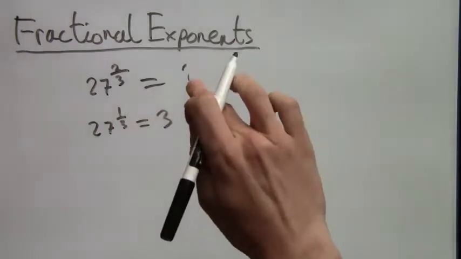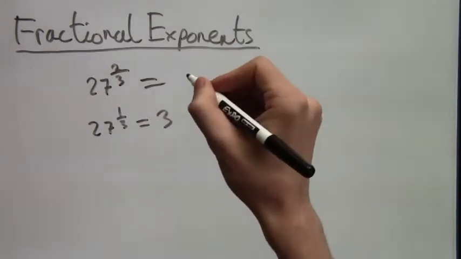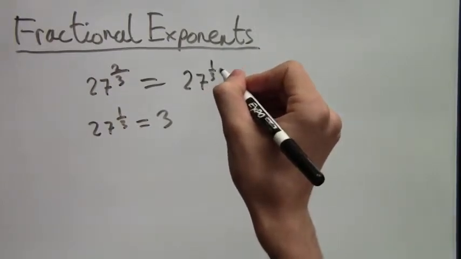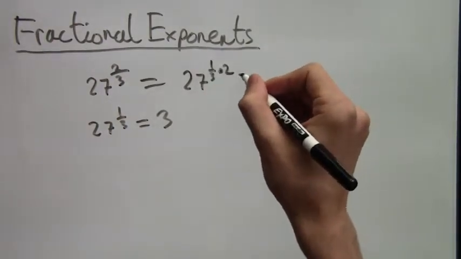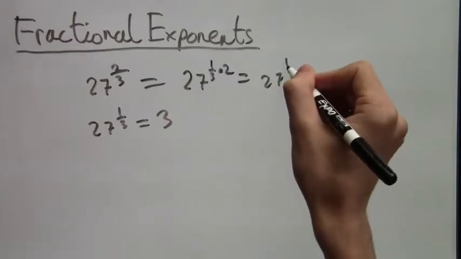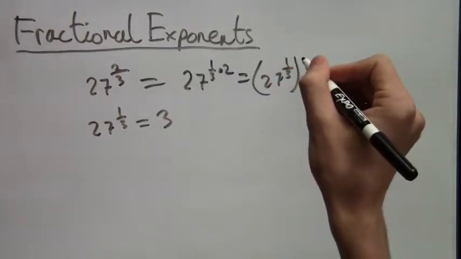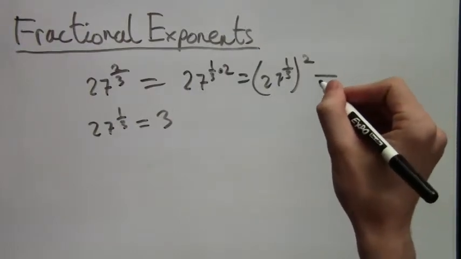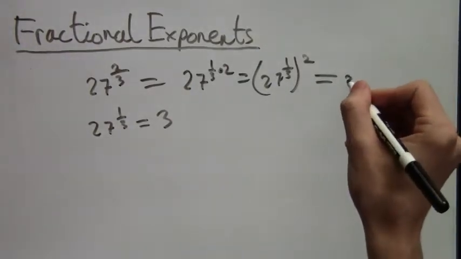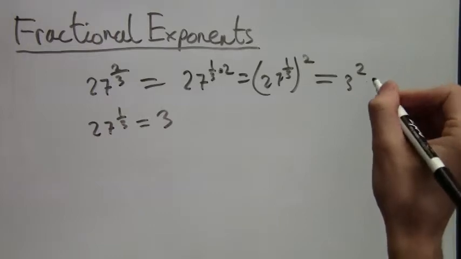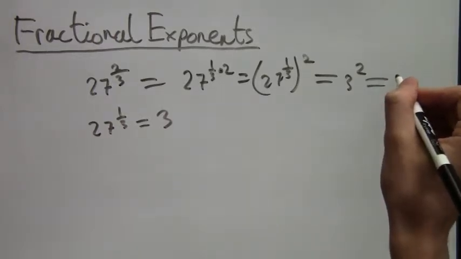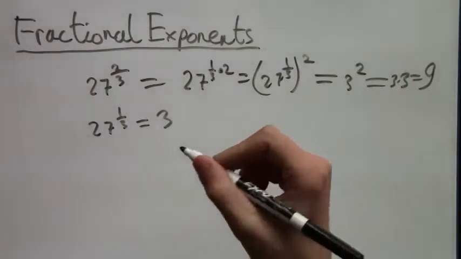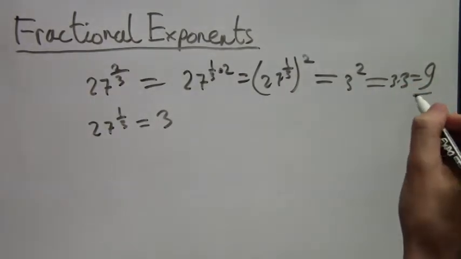Since we have 27 to the 2/3, 2/3 may be rewritten as 2 times 1/3, or 1/3 times 2. And then, by the law of exponents, taking an exponent to another exponent multiplies them. So we have 27 to the 1/3 times 2 is equal to 27 to the 1/3 all squared. But 27 to the 1/3 is just 3. And then when we square this, we get 3 times 3 is 9.